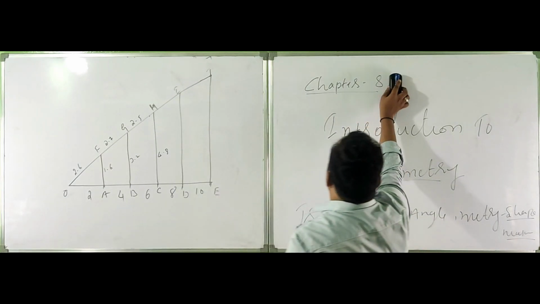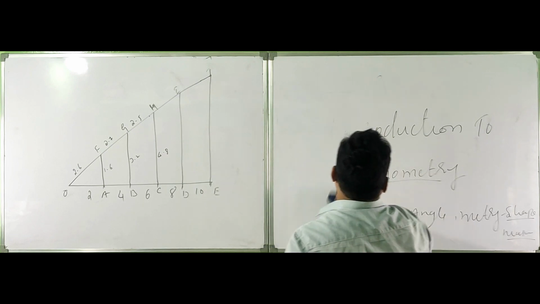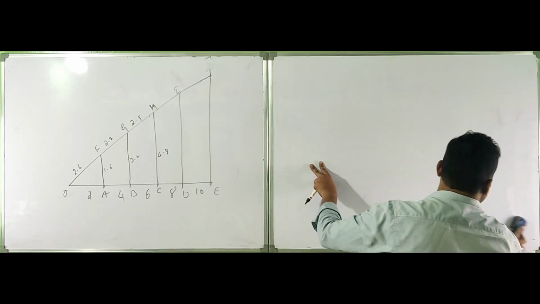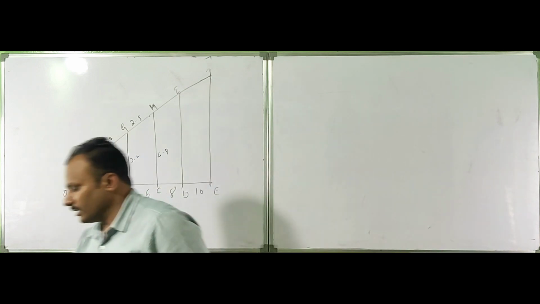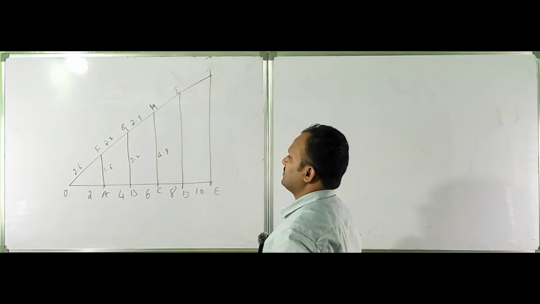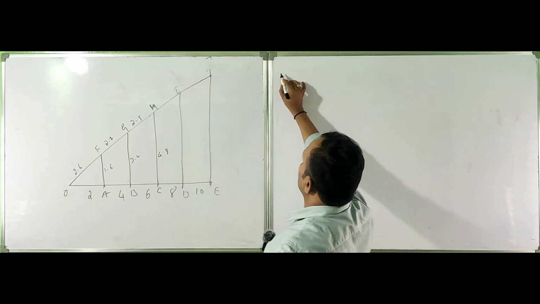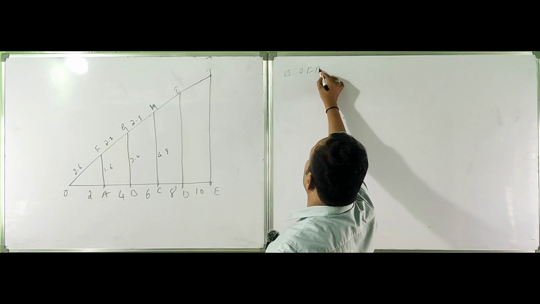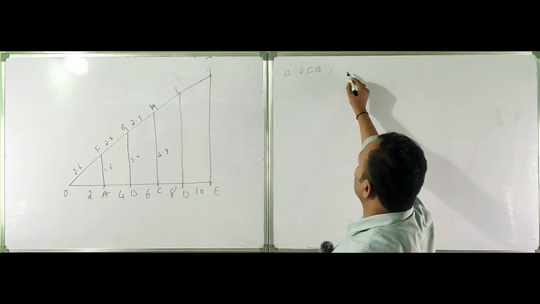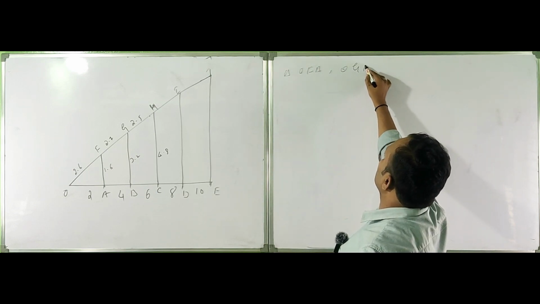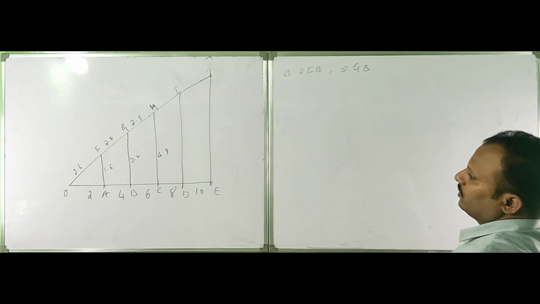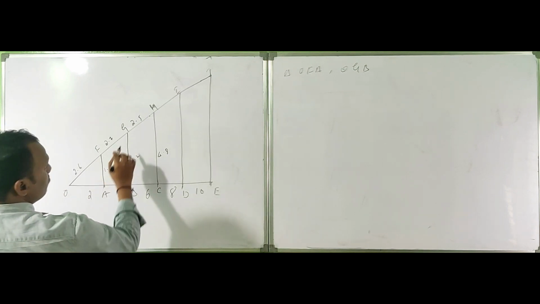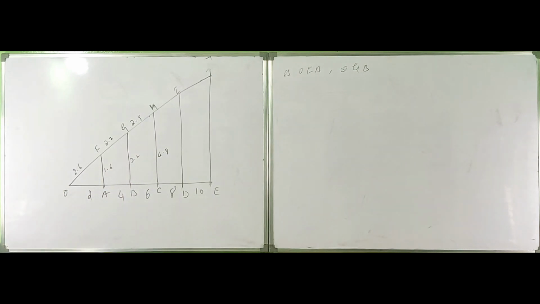See, in similarity, what I have learnt is that the triangles are similar. Consider triangle O, F, A and triangle O, G, B. Right? This O, F, A and O, G, B.